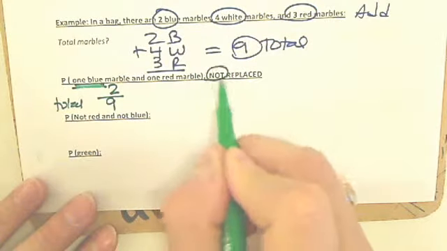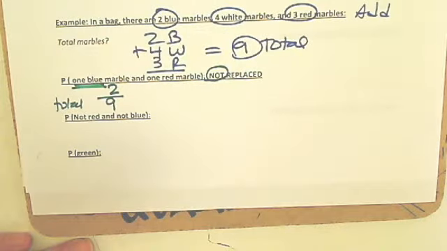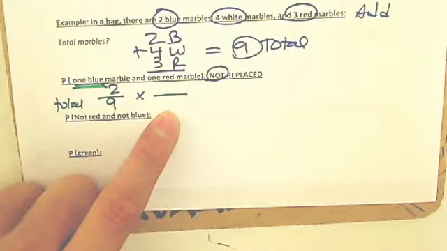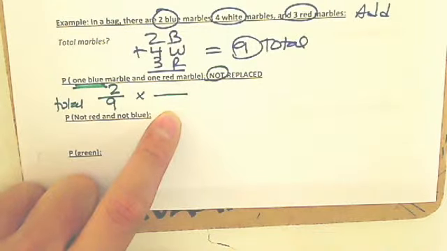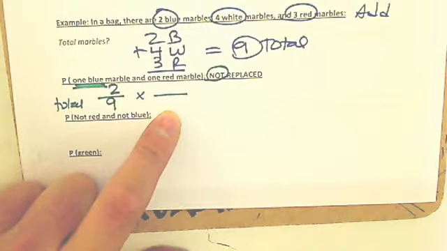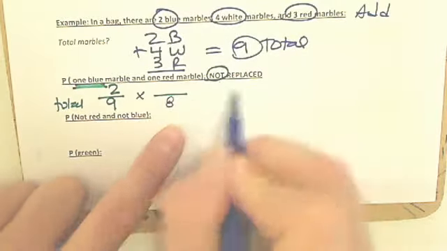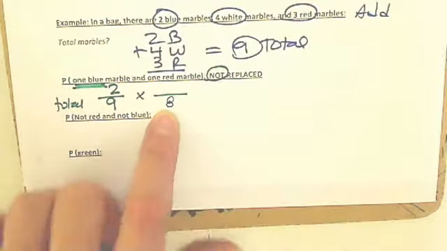But it says not replaced. You're not putting it back here, people. So the number on the bottom is now down to 8. Because now, if you're wondering, well, there are 2 marbles, you're only taking out 1. It could be red, it could be white, it could be blue. Because you're not putting it back, this number will change. You only have 8 marbles left.